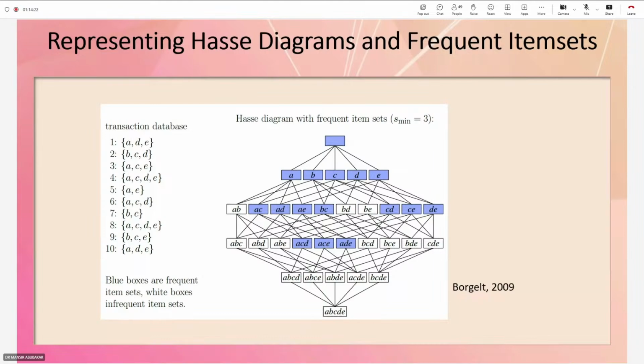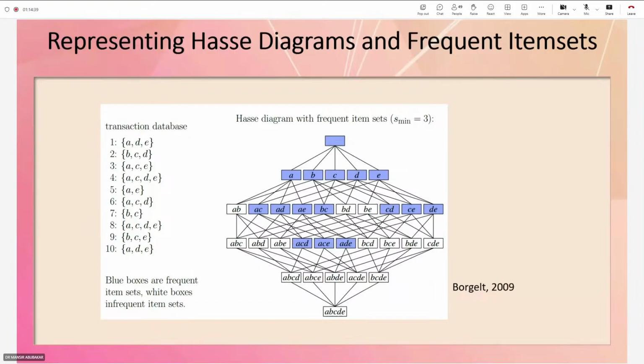So you can see A and B and C and D and E actually are frequent in all these transactions. We have 10 transactions here. So you see A appears in many transactions. This is why it's indicated in a blue box.